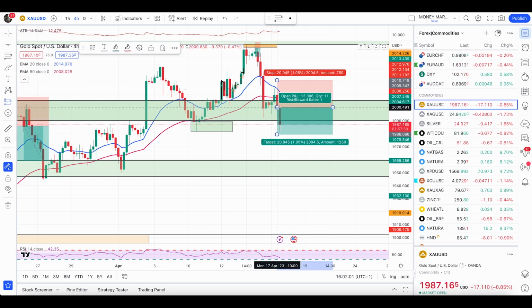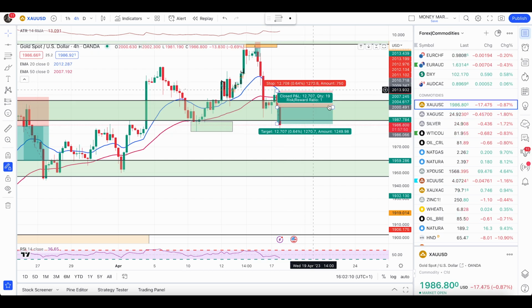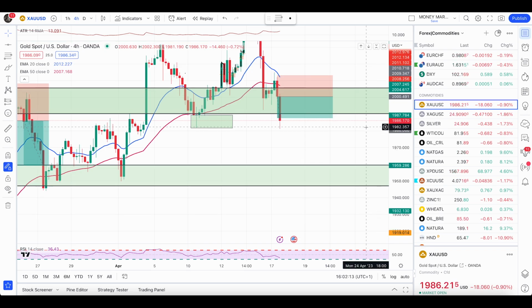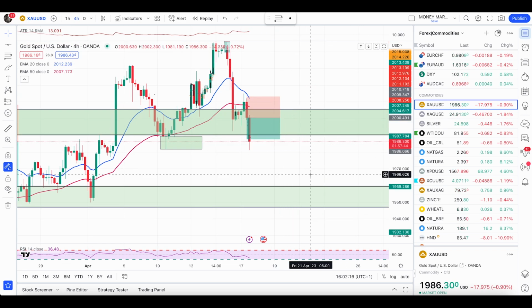Place your position tool right here, and if you push your position tool $12 right here, the $12 target has been hit easily, and that is some nice amount of profit. $12 is a good profit right here if you have taken this trade.